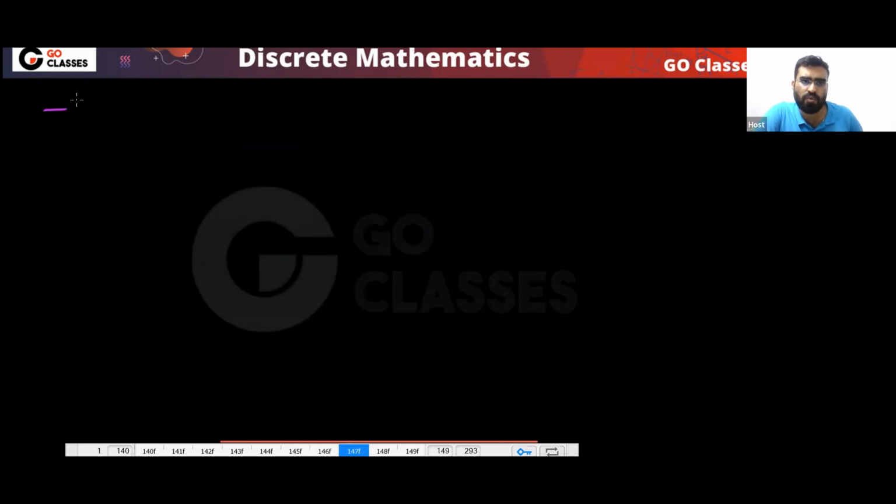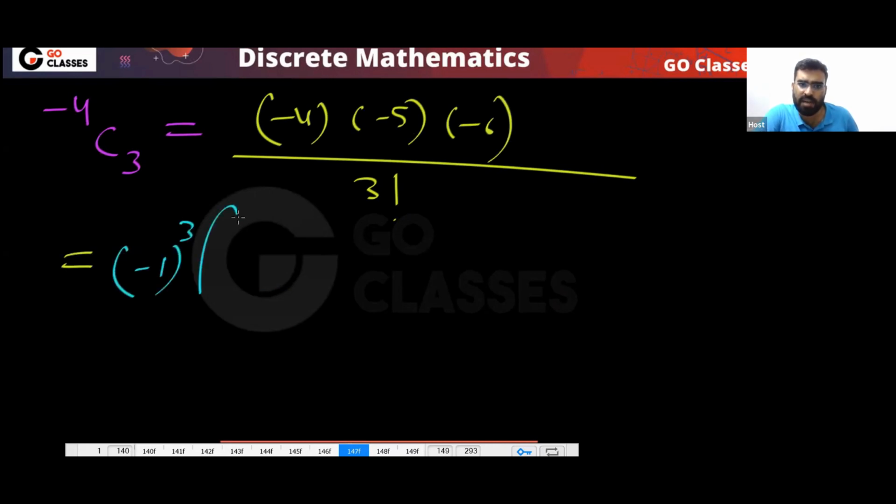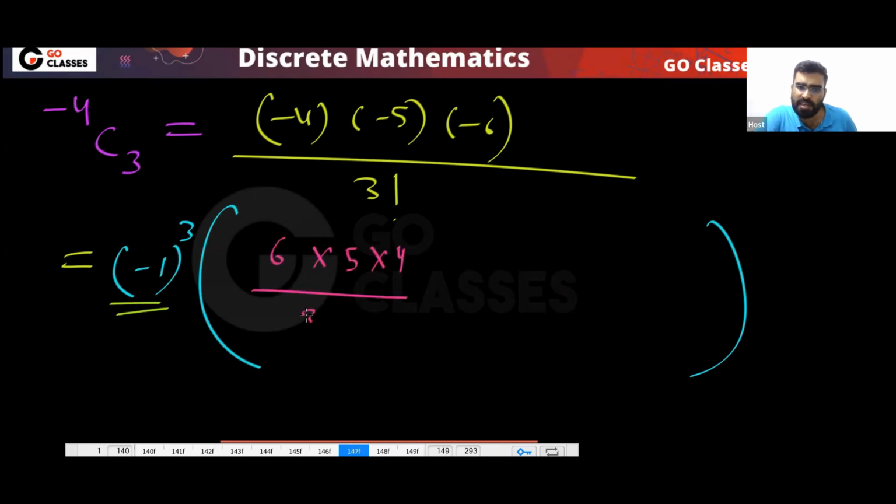So for example, if I ask you, what is minus 4C3? That will be 3 factorial, minus 4, minus 5, minus 6. So that will be minus 1 power 3, because there are 3 minus signs. But what is happening inside? 6 into 5 into 4 divided by 3 factorial. So what will I do? I will multiply with 3 into 2 into 1 divided by 3 factorial.